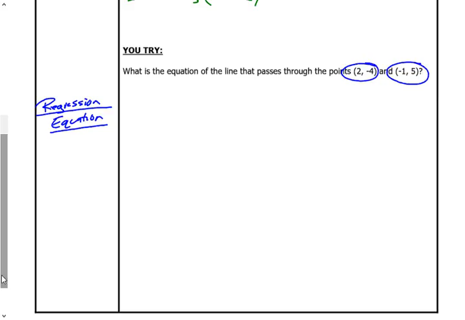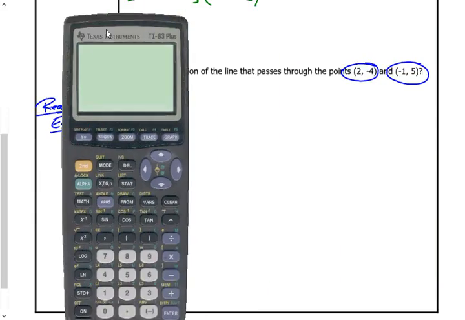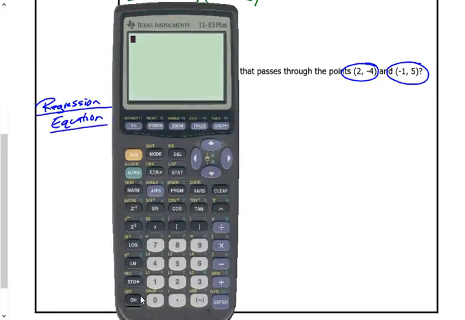So to get that, let's bring our calculator out. You're going to hit the stat button because this is a statistical function. And we're going to go to edit. And what we want to do is enter each of these points in here. This is my x column. This is my y. So I'm going to do the x values first, and then the y values second. And it's very important that these get in here correctly. 2, -4, -1, 5.